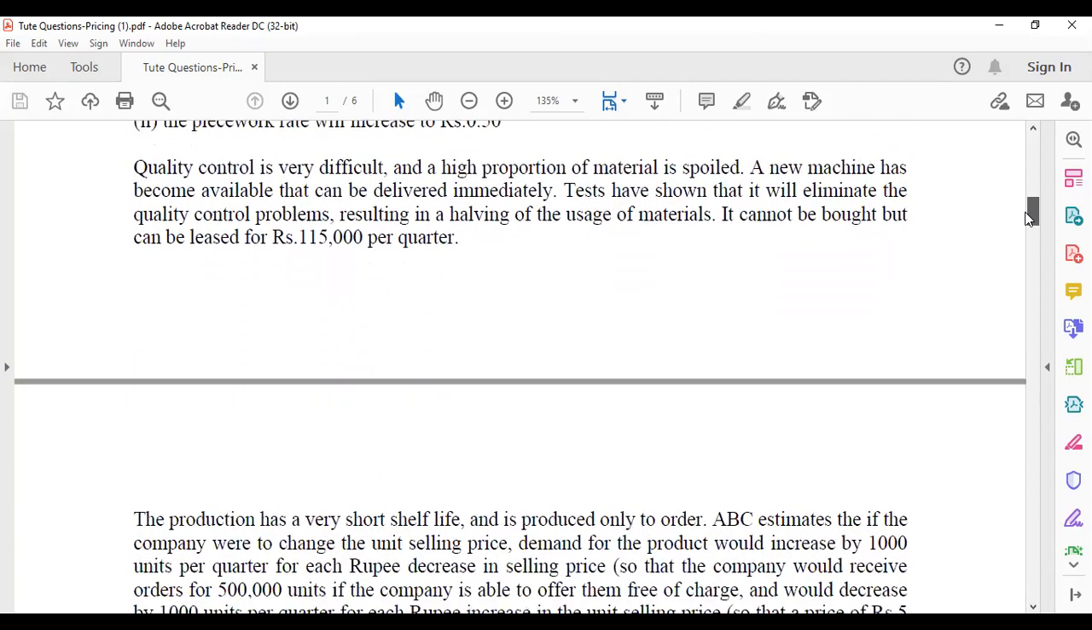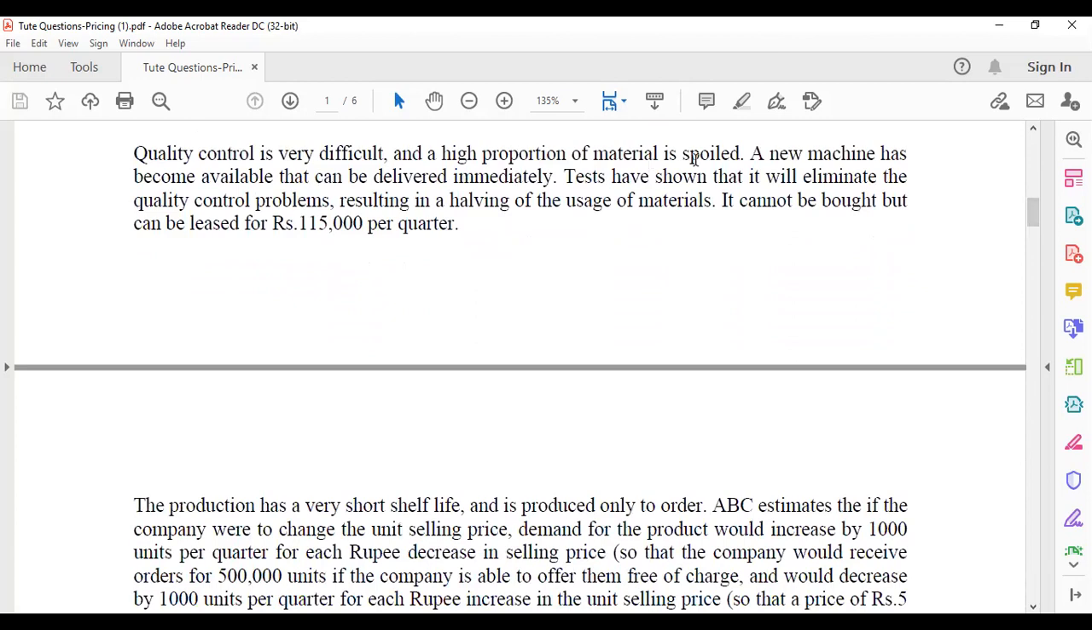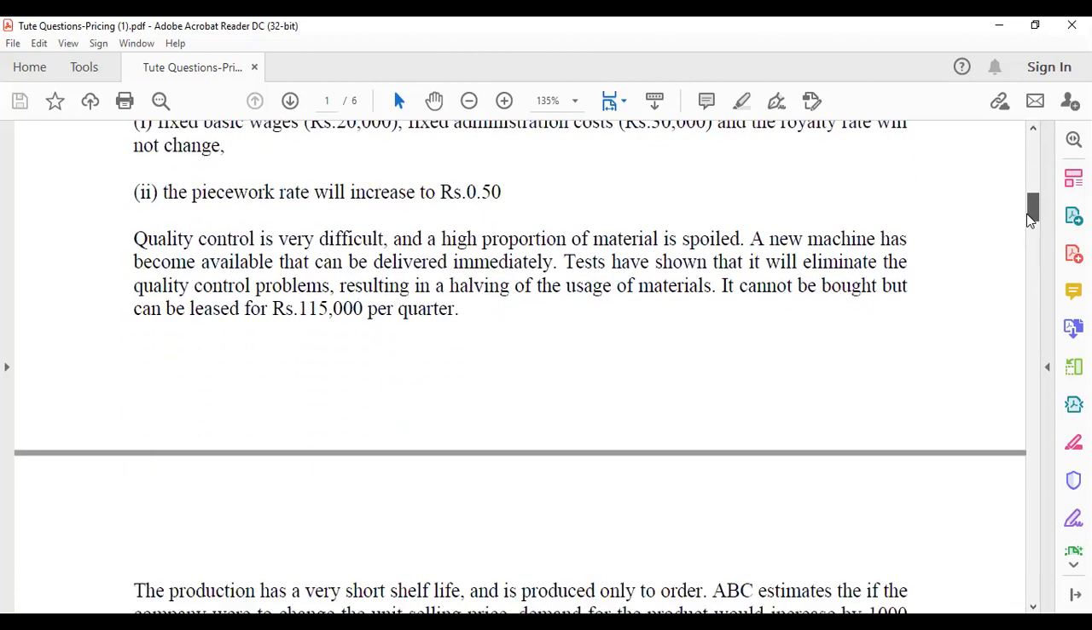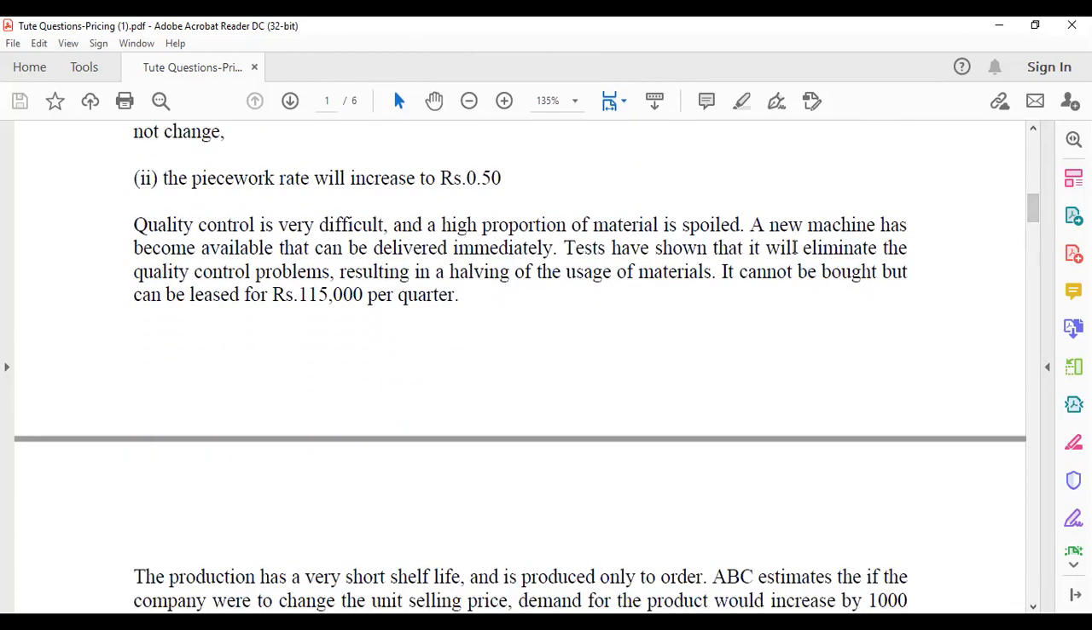Then it says the quality control is very difficult and a high proportion of material is spoiled. So under the existing technology, the quality control is very difficult. You find that most of the material is being scrapped. Accordingly, a new machine has become available that can be delivered immediately. So that may be the machine that you may be thinking of leasing. The tests have shown that it will eliminate the quality control problems, resulting in halving of the usage of material.